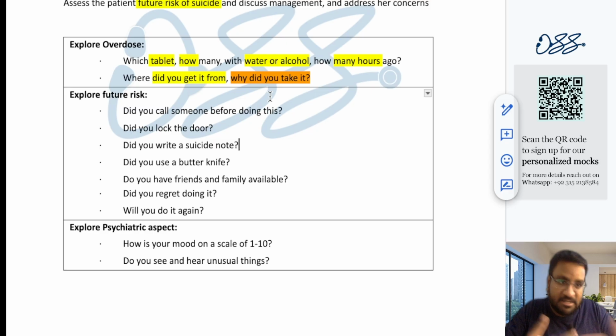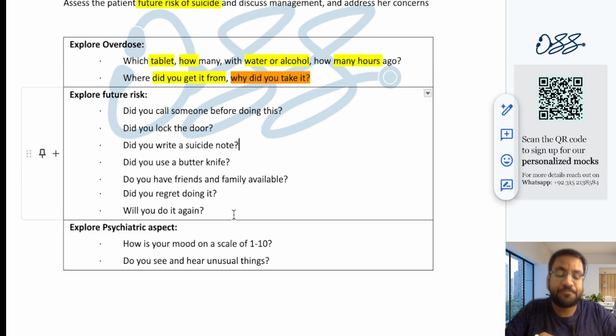What medication was it? How many medication did they take? How much time has passed since they've taken the medication? Where did they get it? Was it with alcohol and was it with water? Okay, so that is the very first thing that you need to keep in mind and that you need to discuss.